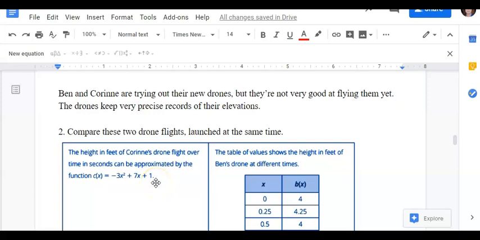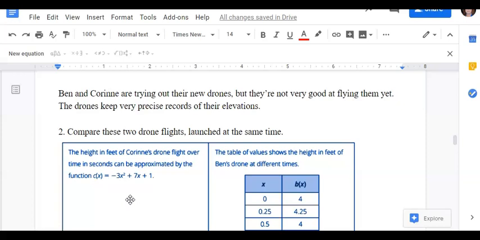Ben and Corinne are trying out their new drones, but they're not very good at flying them yet. The drones keep very precise records of their elevations. Compare these two drone flights launched at the same time. So the height of Corinne's drone flight over time in seconds can be approximated by this function. So since it's height over seconds, the seconds is your x.